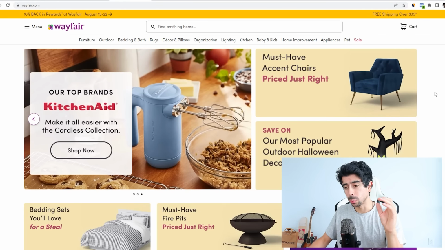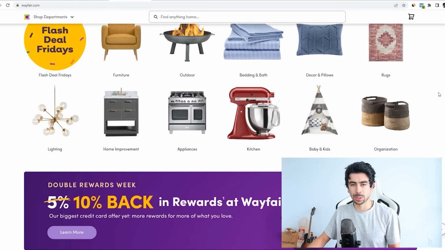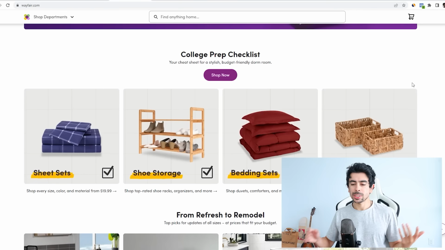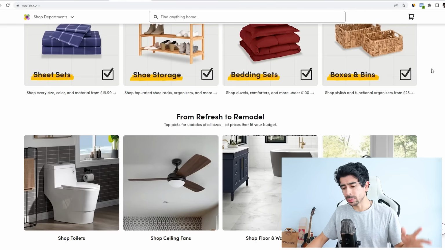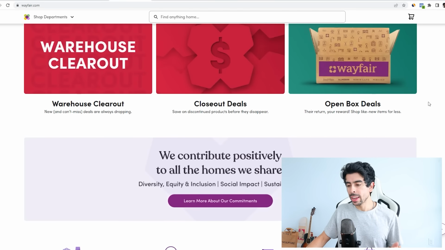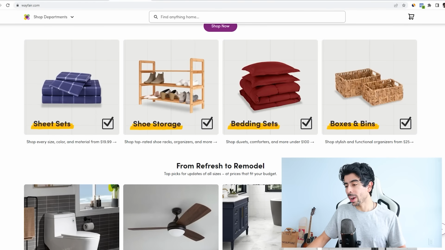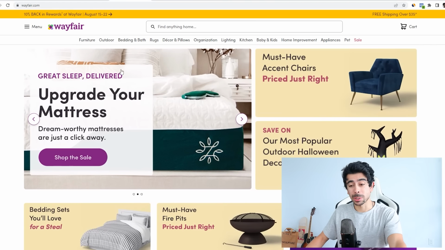The store is called Wayfair. I'm sure you probably heard of it, but maybe you haven't. It's basically just a furniture home store. So they sell a bunch of furniture, they sell a bunch of home decor, different appliances. They sell basically everything that you could imagine related to your home. And the reason why they can have such an extensive catalog is because they actually dropship most of their products.